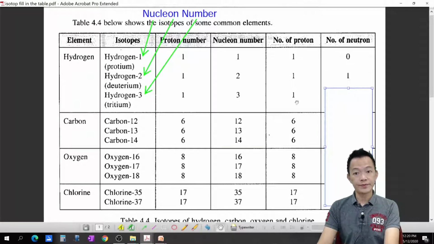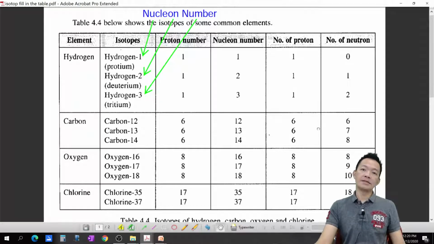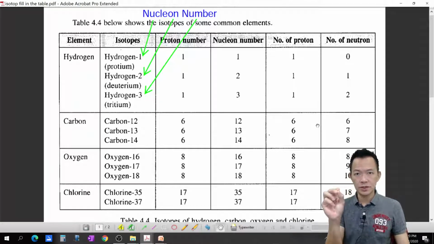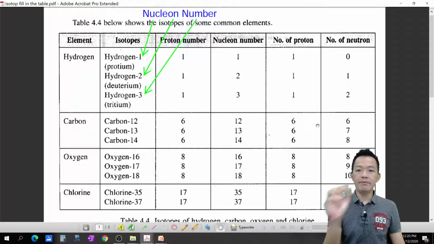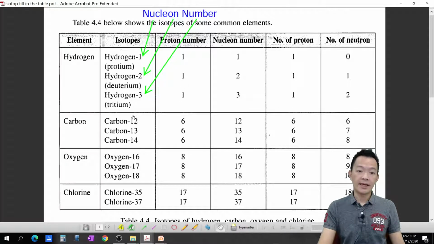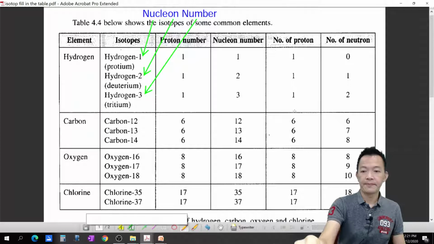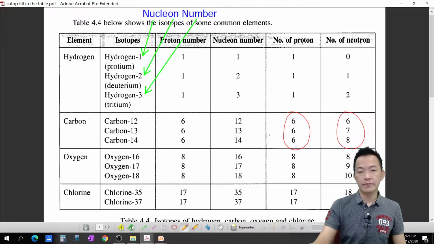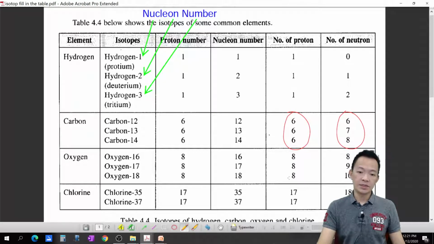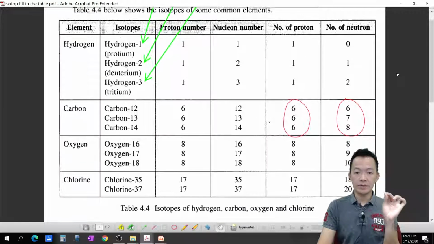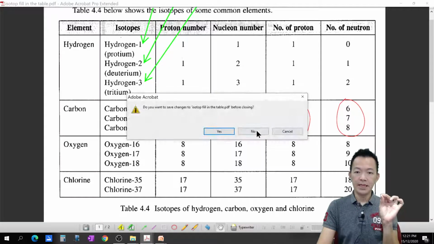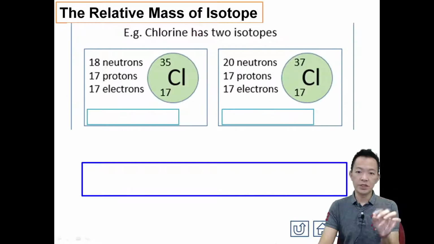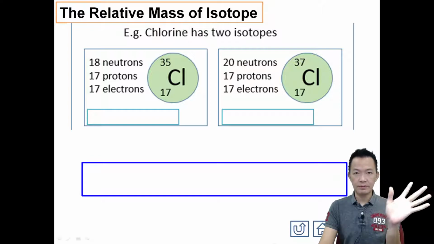These are the isotopes of hydrogen. So this is what we call isotope: having the same proton number. Carbon 12, 13 and 14 have the same proton number, 6, but a different number of neutrons. This is what we call isotope. Done with this title, but we still have a bit more about isotope, which I decide to continue in the next video.